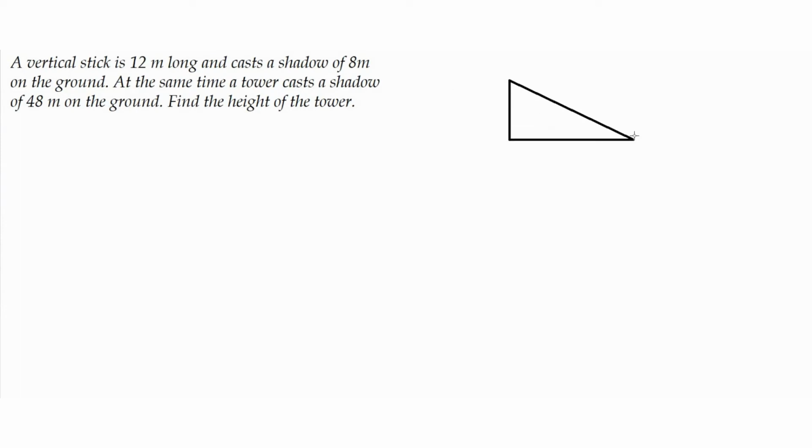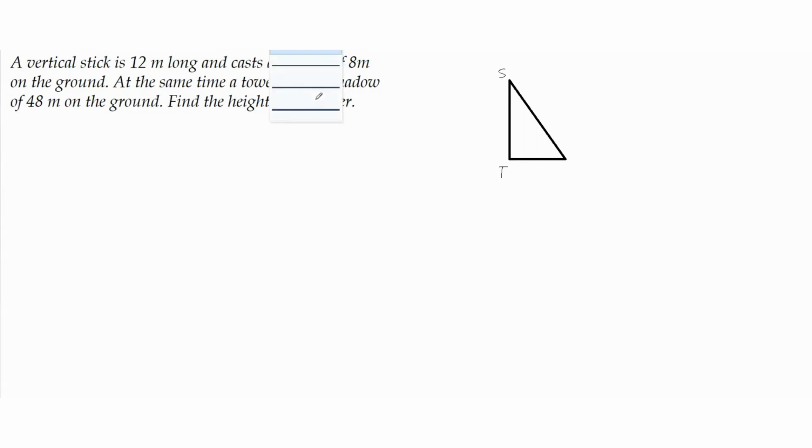Suppose this is a vertical stick. It is casting a shadow of 8 meters. So this is the stick. Let us name the vertices. ST is the stick, and the shadow is TU, right? So this is the stick and this is the shadow. The length of the stick is 12 meters and the shadow is 8 meters. The stick is of course perpendicular to the ground. And the sun is somewhere right over here, right? So this is where the sun is.